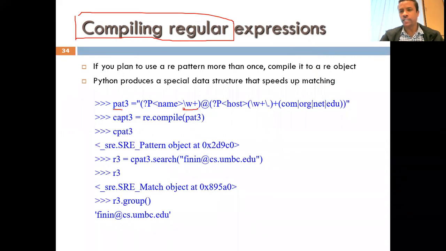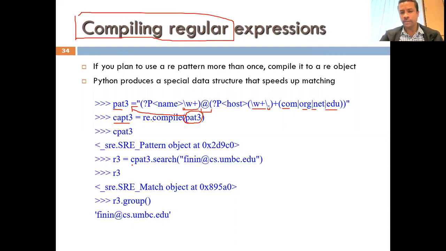ምን ማለት ነው? \w ስንል any alphanumeric 1 or more times, then the @ any alphanumeric 1 or more times, then a dot, then either a com, org, net, or edu ብለን pattern ሰጥተናል. So instead of writing this every time, you can compile your regular expression to act as a function. ስለዚህ ምን አለን እዚህ ጋር capt3 ያልነውና re compile ብለን what are we going to compile? The pattern. Pattern compile ከተደረገ then it's going to work as a function ማለት ነው። ከዚህ በኋላ ምን እንላለን? capt3 ብለን dot ማለት እንችላለን.